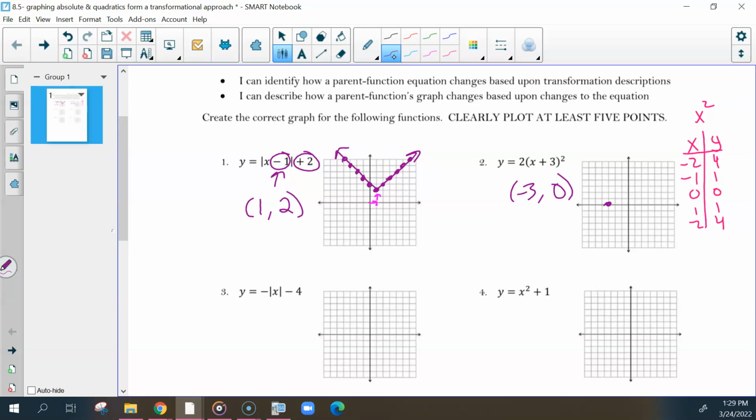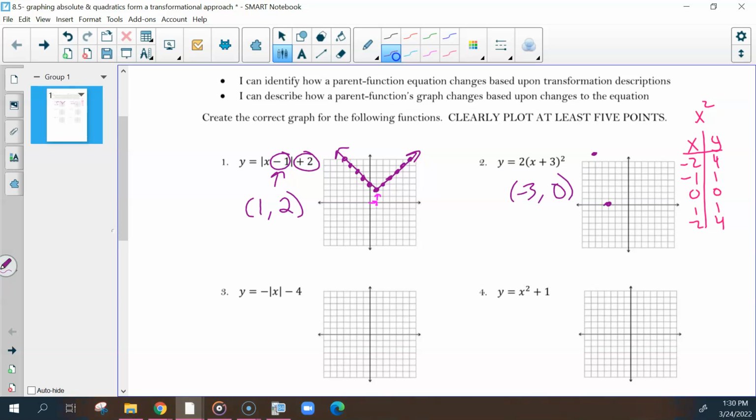So it would still be at 8, but it's been moved to the left 3. So if I go 2 from that and go up 8, right up here.